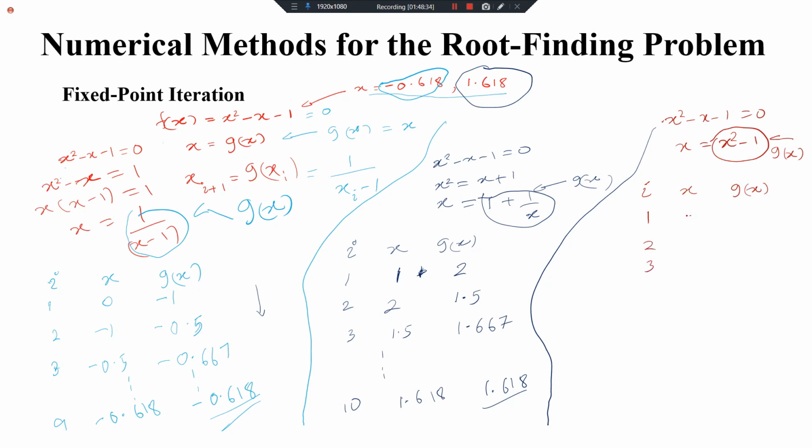Okay. Here put 1. Then if you put 0, then minus 1. Minus 1. If you put 1, then what is the answer? 0. If we put 0, then the answer is again minus 1. If we put minus 1, then again you get 0. So this is not going to converge. Okay. Here we are going to converge to some point, but in this case, this is not going to converge.